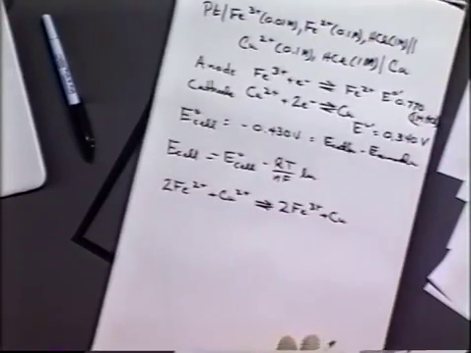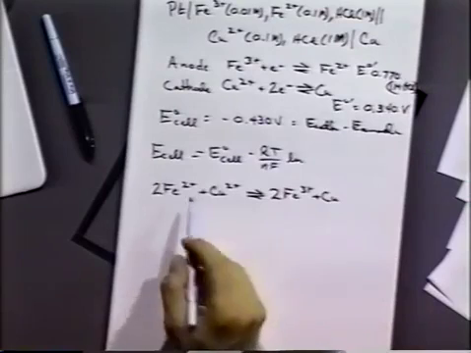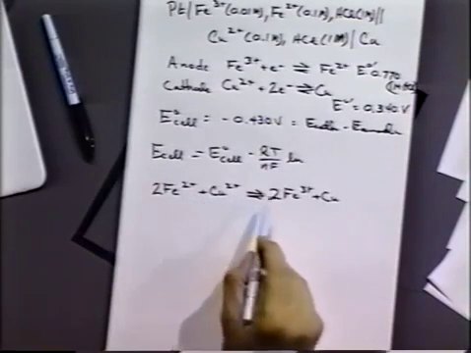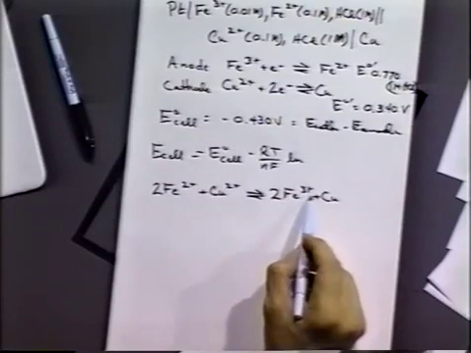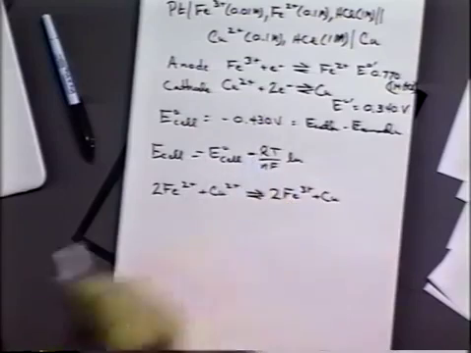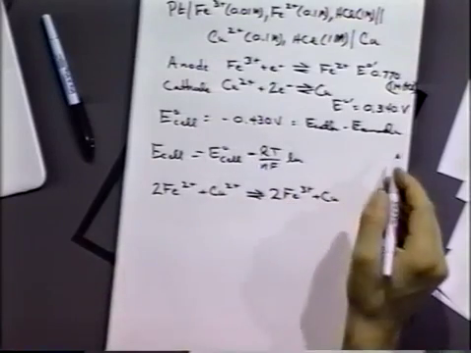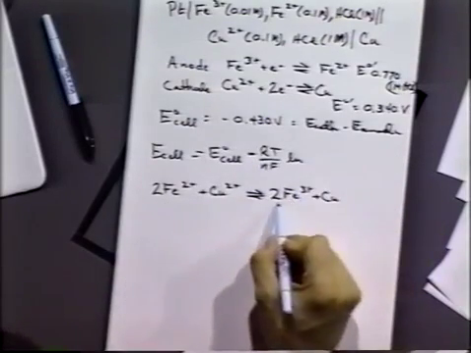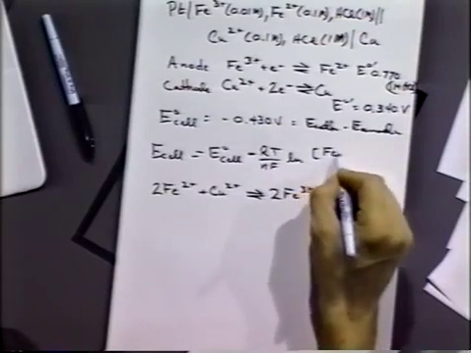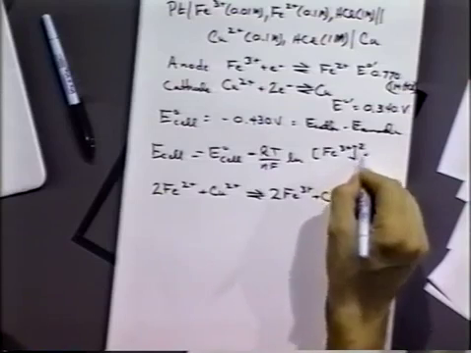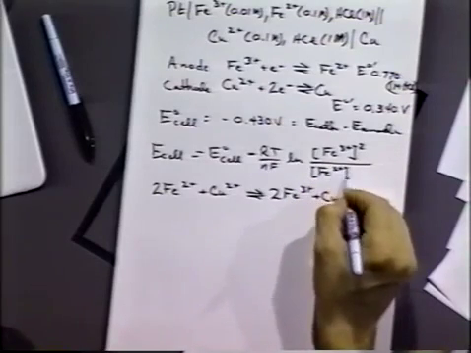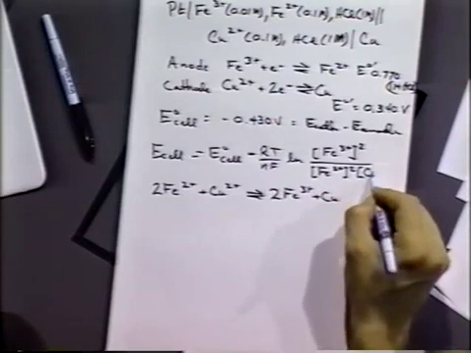In other words, according to the reaction that we've written, we're having two iron 2+ ions plus a copper 2+ ion going to two iron 3+ ions and copper metal. And so in the Nernst equation, the way we've written it with a negative sign there, what's going to be on the top is the right-hand side of the equation. So that would be iron 3+ squared over iron 2+ squared and copper 2+.